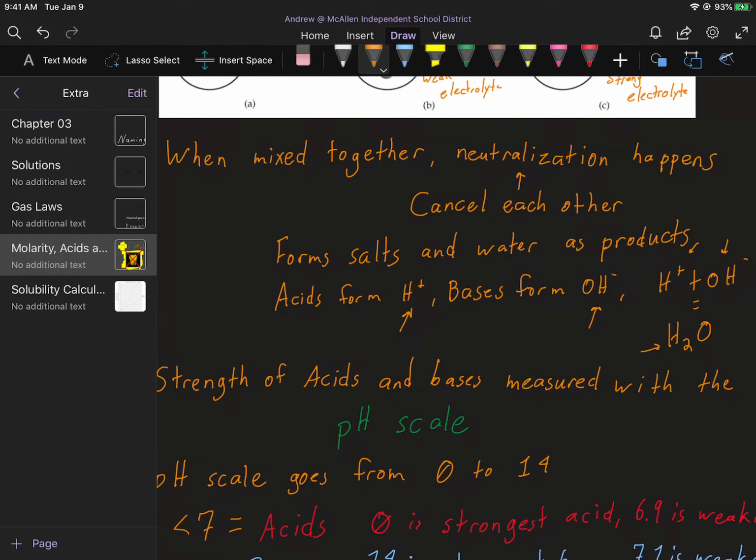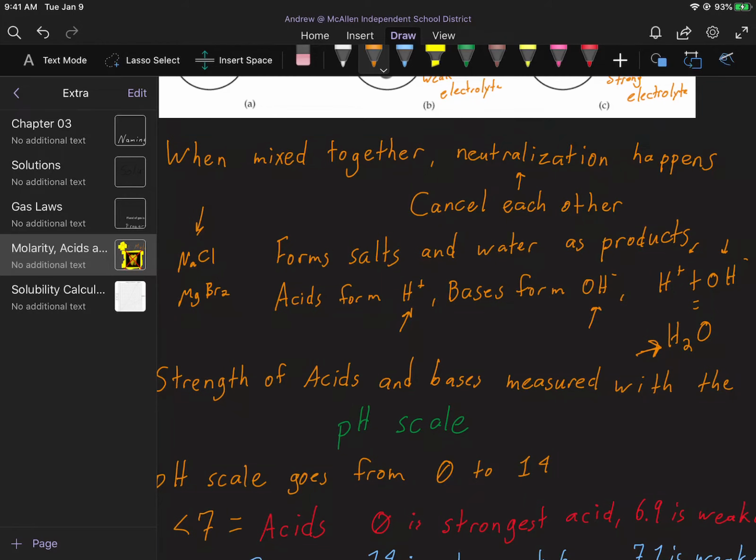And salts are just ionic compounds that are a combination of a metal and a nonmetal. For instance, NaCl. That's table salt. MgBr2, magnesium bromide. That's also a salt. Anytime a neutralization reaction happens, you will always get a salt and water.